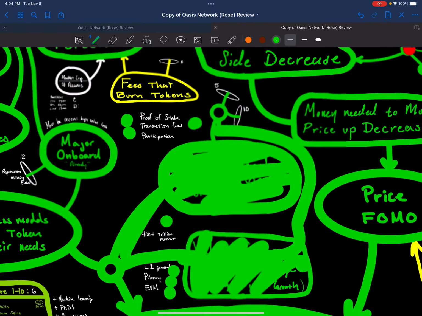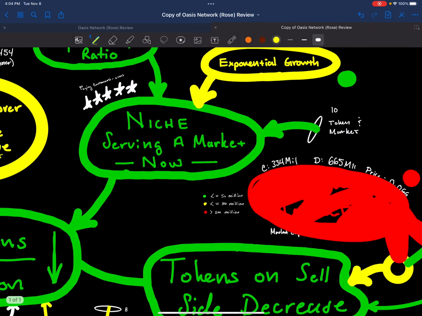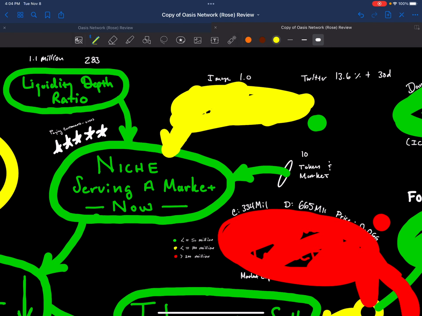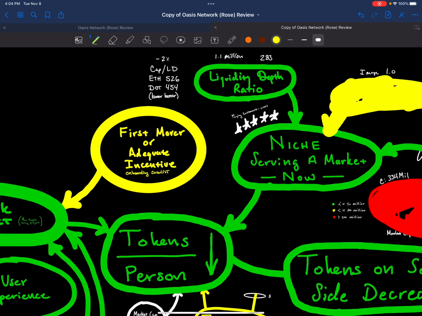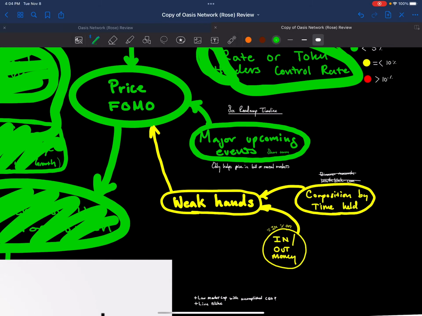But as far as exponential growth, I put yellow because I can't see that it's getting exponential growth at the moment. But once again, that could change. It does have decent liquidity. It's got decent buy support, which is a good thing. And yes, it's live and the blockchain is running, and we should see more operations running, as well as, for instance, their roadmap.